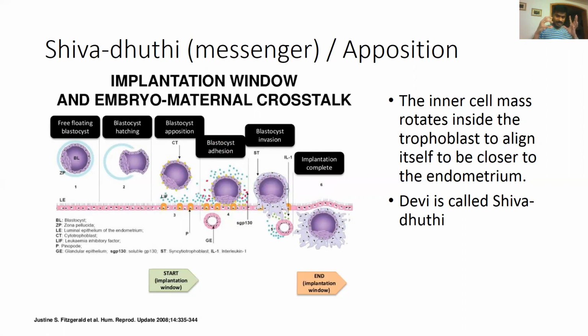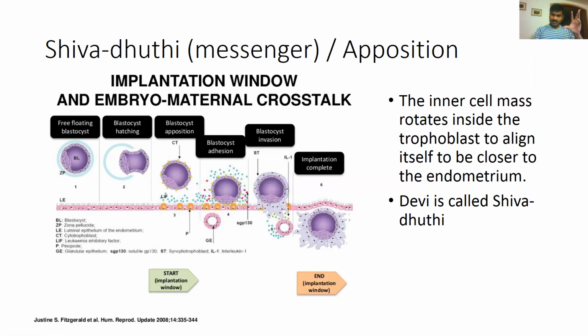Okay? This is not fully understood yet. One day we will understand. But from the Puranas, it clearly says she sent Shiva as the messenger. So that means, first, let's have a look. The first phase is free-floating blastocyst. It is coming, the blastocyst is coming towards the uterus. Blastocyst hatching. We will look into what hatching is in the next slide.